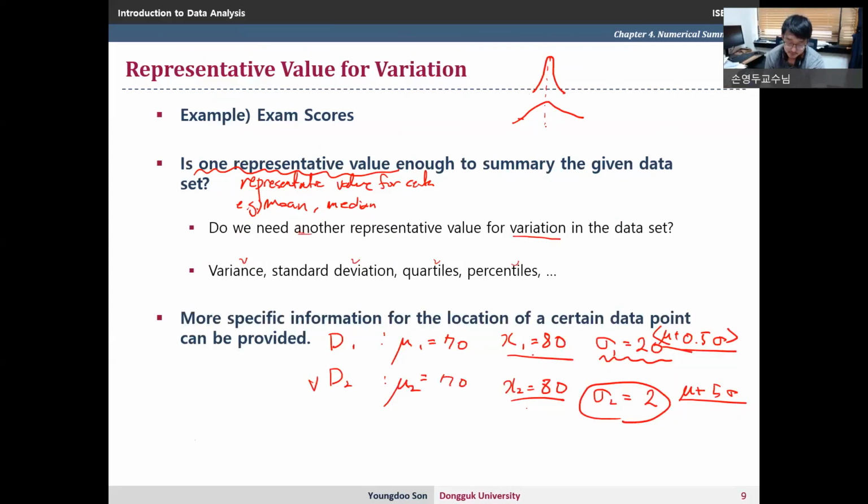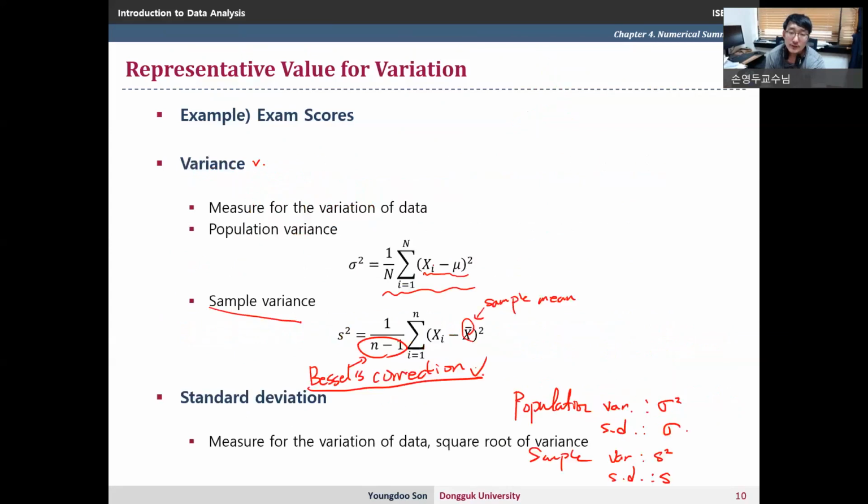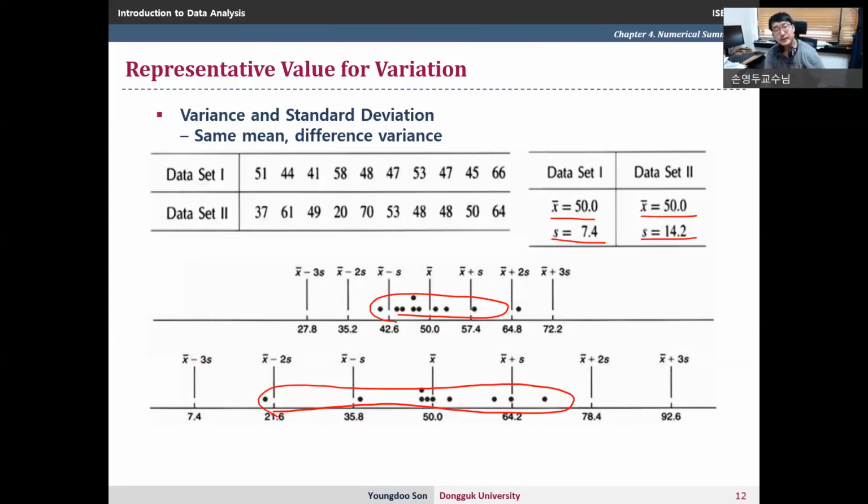And the next topic was the representative values for the variation of the data distribution, because here's the example here. Even though two data distributions have the same mean, their distribution can be highly different due to their spread or their variation in the data distribution.